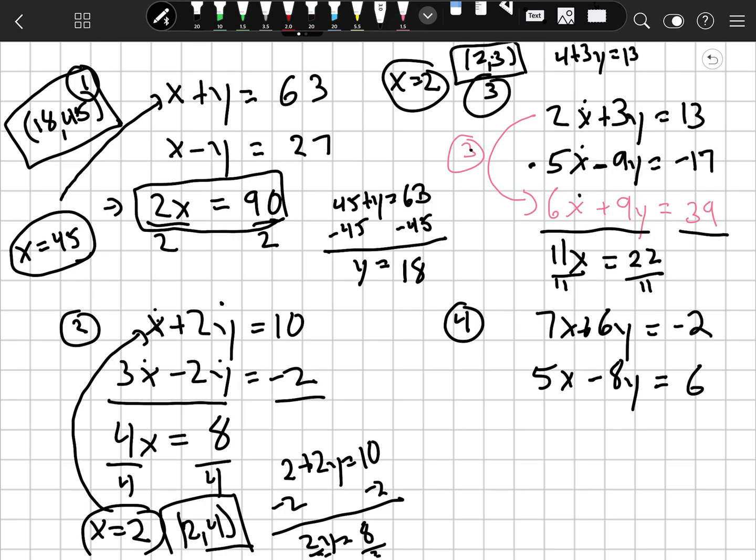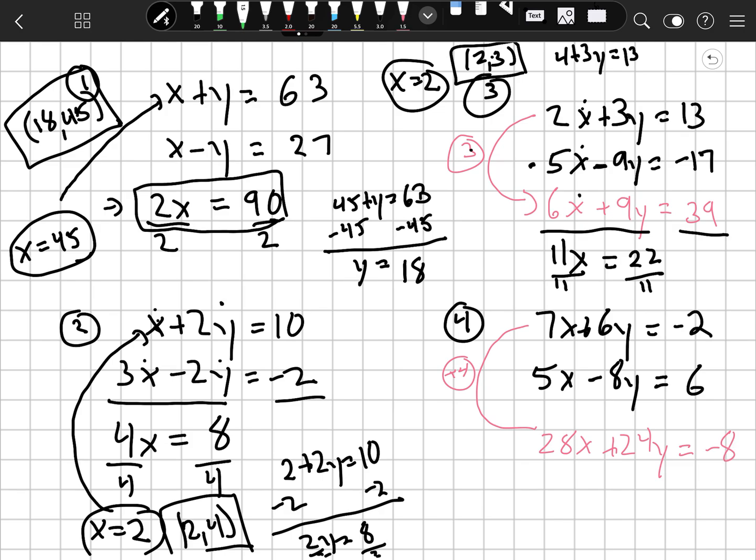I want to rewrite my equations so I have a pair of opposites, and I'm not seeing an easy way out like I had last time. This time I'm going to have to rewrite 2 equations. So I think what I might do is I might think about 6 and 8, because 6 times 4 is 24 and 8 times 3 is 24. So I'm going to times the top equation by 4. That's 28x plus 24y equals negative 8.